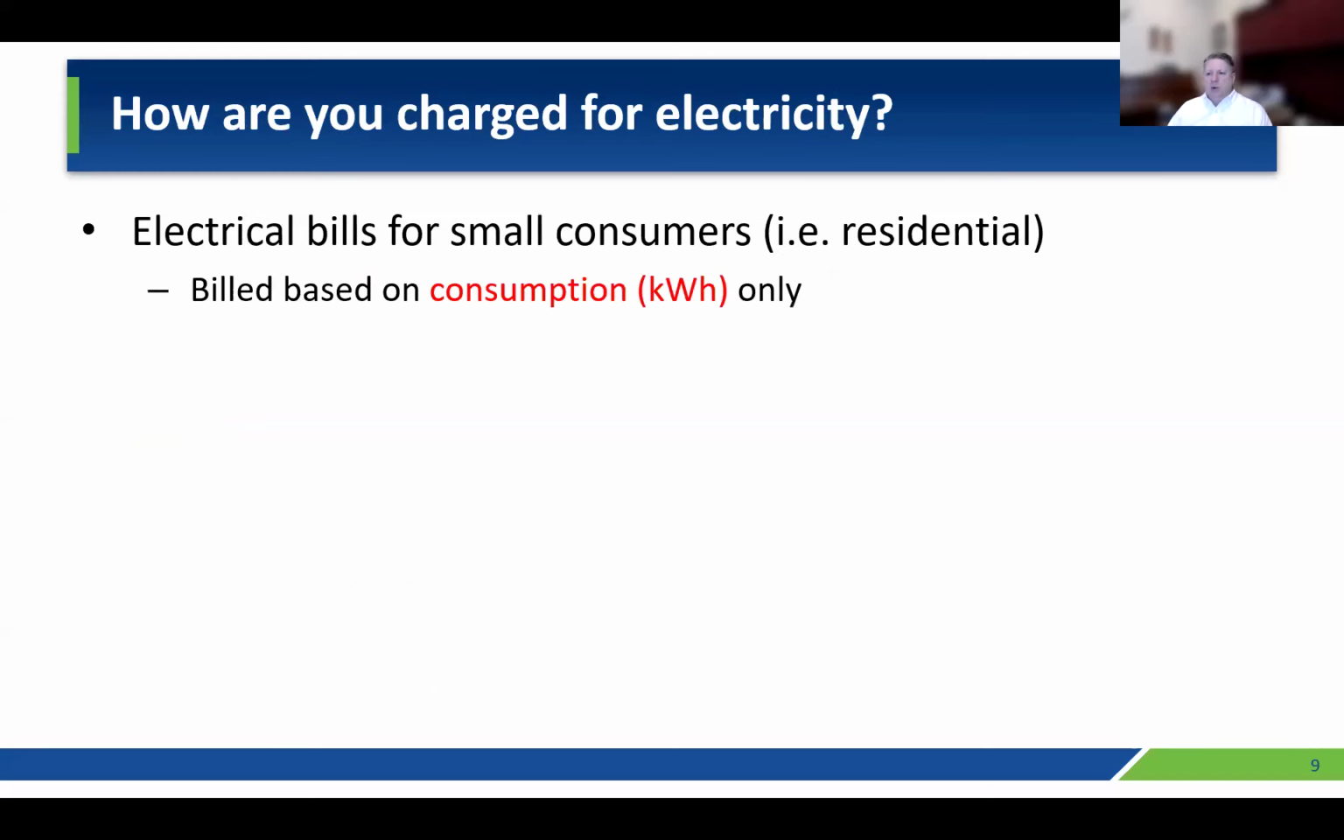So what this means is when you're charged for electricity, typically you would have a charge that's based on kilowatt hours, or the total amount of energy you've consumed during the month. This is how residential units are typically billed. They're only billed for kilowatt hours.